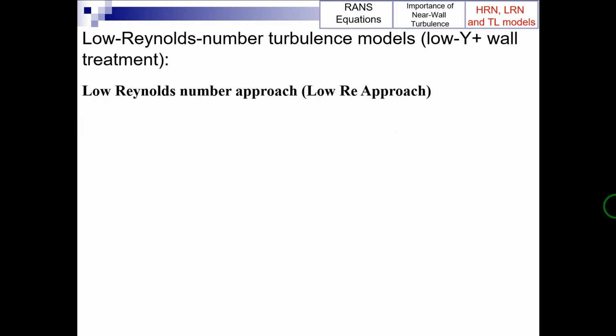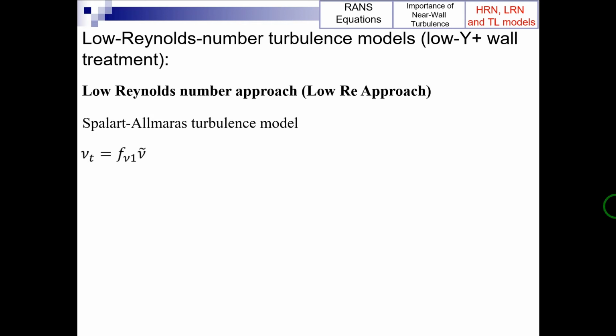The first approach is the low Reynolds number approach. This is the most common approach in which a damping function is applied to some or all the coefficients in the equations constituting the turbulence model. As an example, in the Spalart-Allmaras turbulence model, a damping function f nu1 is used to relate the modified diffusivity to eddy viscosity as shown in this equation.